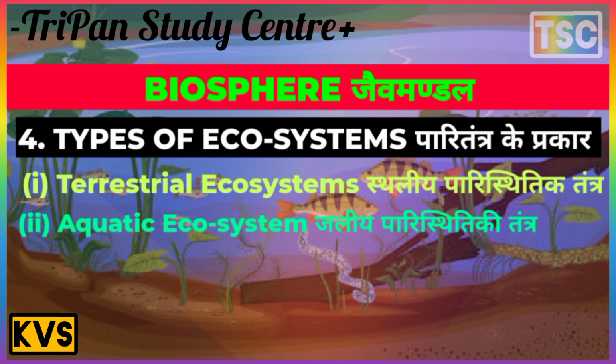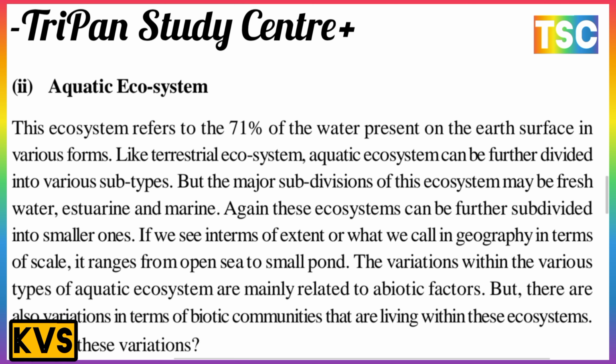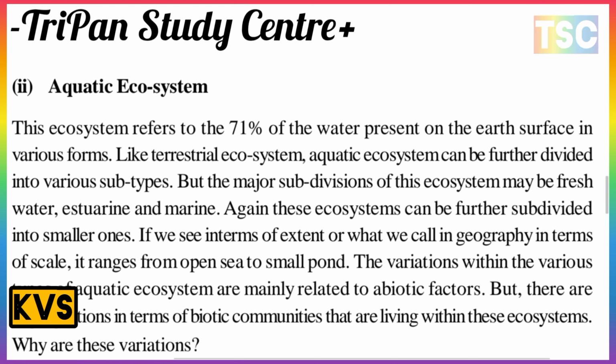This is important here. The second is the aquatic ecosystem. The aquatic ecosystem is the most important here. This ecosystem refers to the 71% of the water present on the earth's surface in various forms. Like the terrestrial ecosystem, the aquatic ecosystem can be further divided into various subtypes. But the major subdivisions of this ecosystem may be fresh water, estuarine, and marine. Again, this ecosystem can be further subdivided into smaller ones.